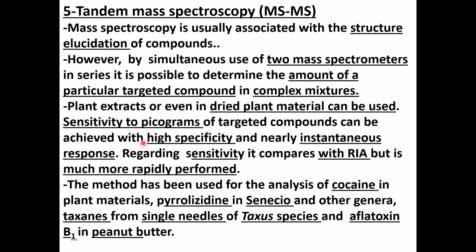This type of assay is marked by high sensitivity, similar in sensitivity almost to the RIA, but it's much faster than RIA, or more rapidly performed. It was used for the assay, for example, of cocaine in coca leaves, plant material, assay of pyrrolizidine alkaloids in Senecio, assay of taxol or toxins in the plant material of Taxus species, needles of Taxus species, also, for example, aflatoxin, which is a mycotoxin, in peanut butter.